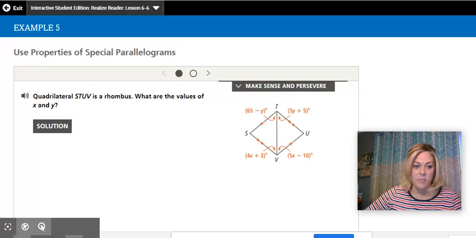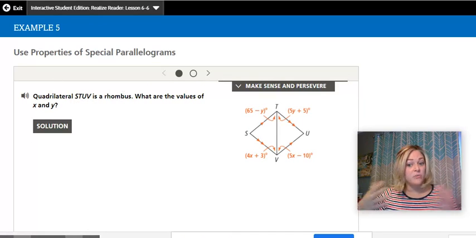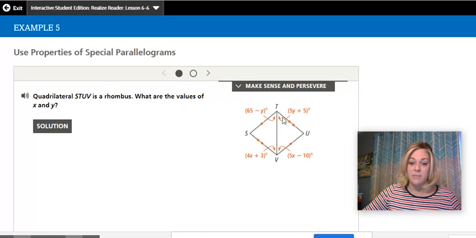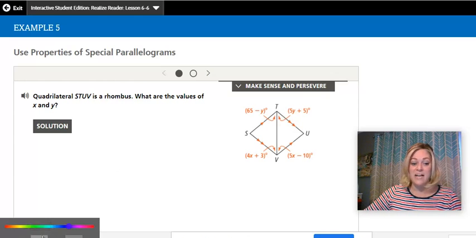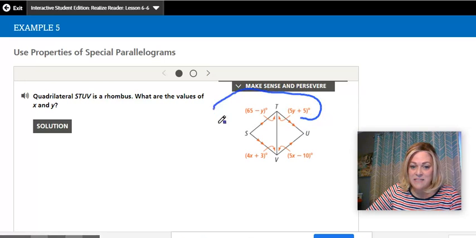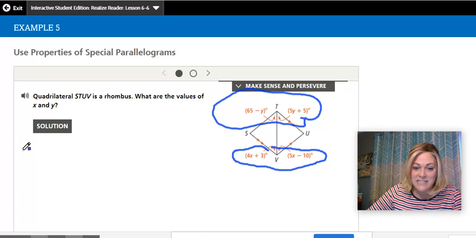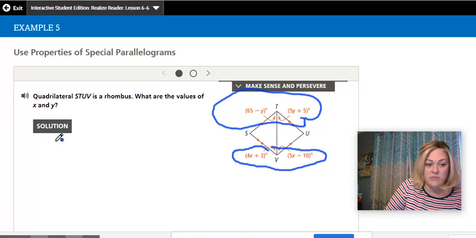Now we get into the math part. Quadrilateral STUV is a rhombus. So think of all the rules that we just went over. If it's a rhombus, the opposite angles are bisected. So then you're going to actually have to do some algebra to solve this. I would set these two equal to each other to solve for y, and set these two equal to each other to solve for x. So I'm just going to set it up for you, and I'm going to have you solve it.